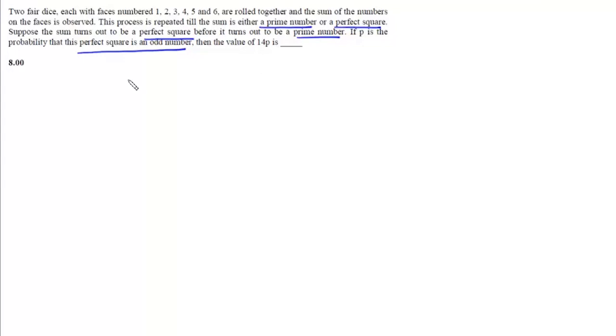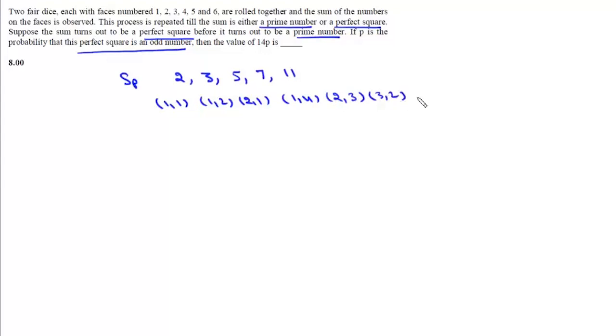Now this sum, it can be a prime number if the sum is either 2, 3, 5, 7 or 11. Now we'll get 2 if we have 1, 1. For 3 it will be 1, 2, 2, 1. For 5 it is 1, 4, 2, 3, 3, 2, 4, 1.